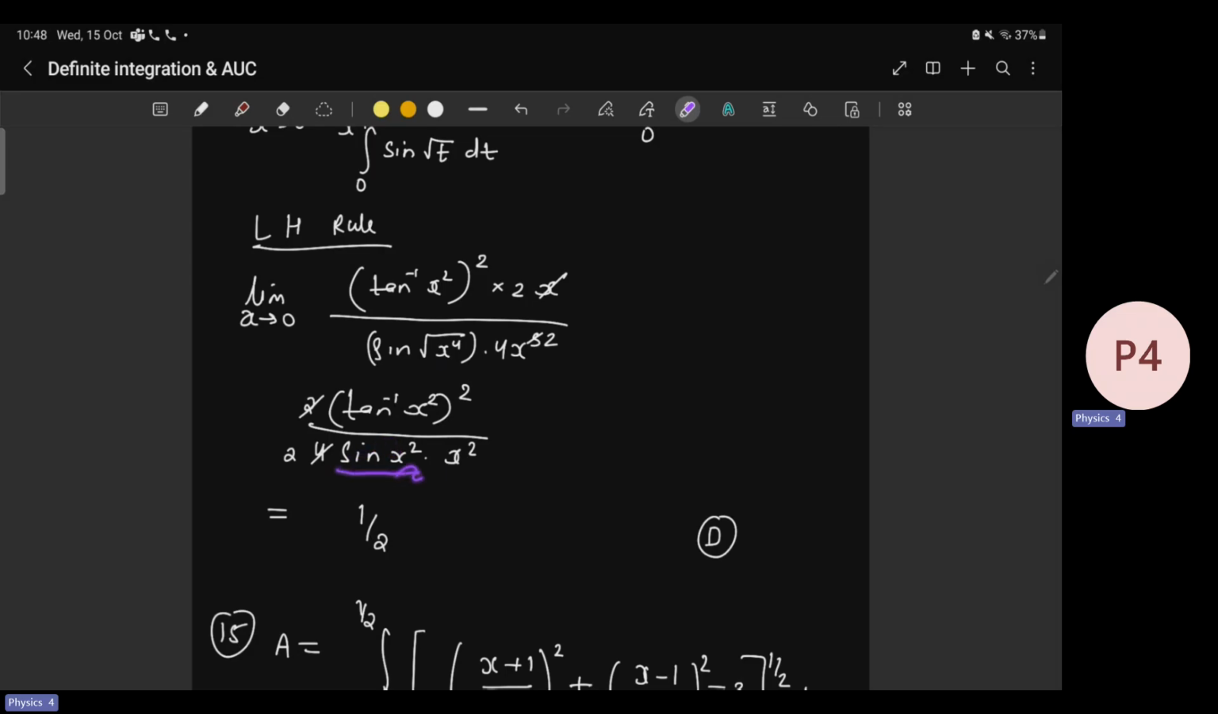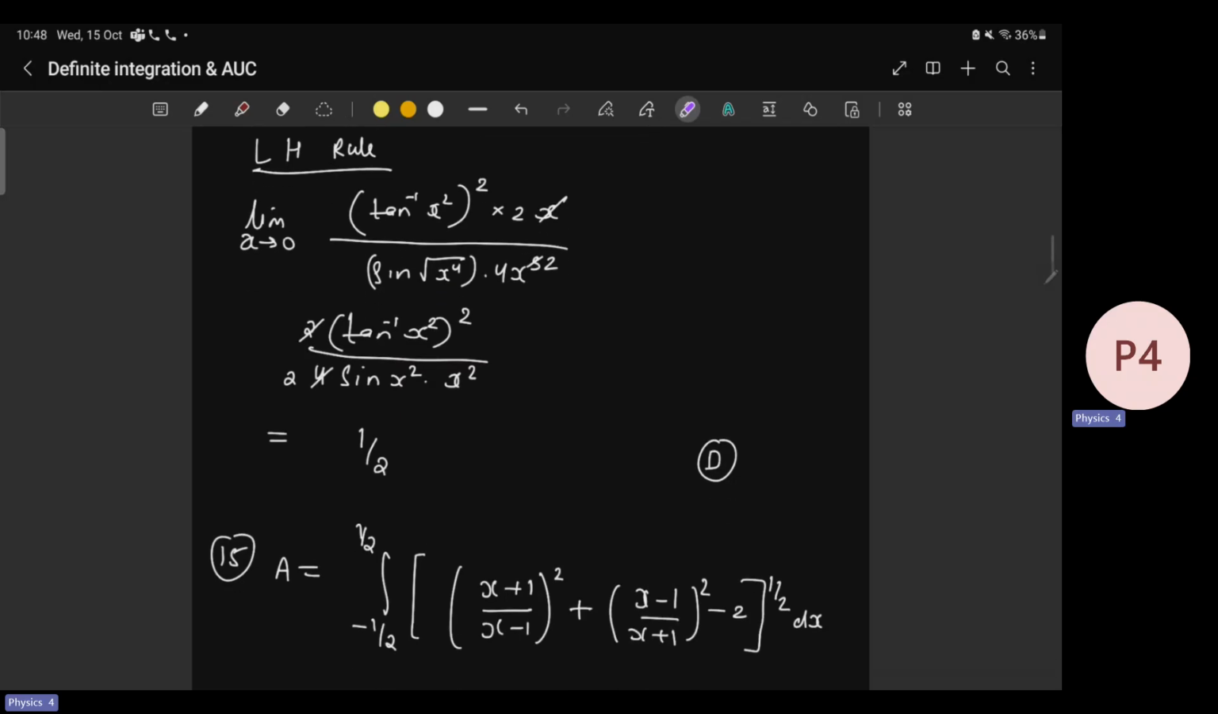See, this sine inverse x square divided by x square, as x tends to 0, is 1, multiplying by x square. Now this tan inverse x square upon x square is also 1. So 1 by 2 is the final answer, option D. Now move on to next question, that is question number 15.